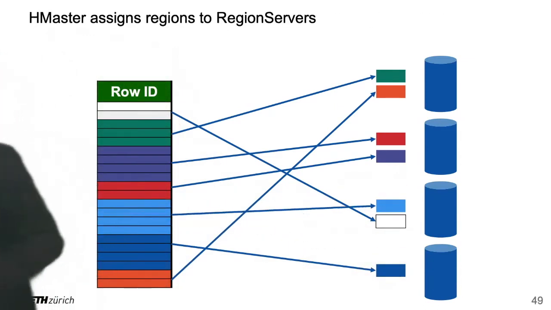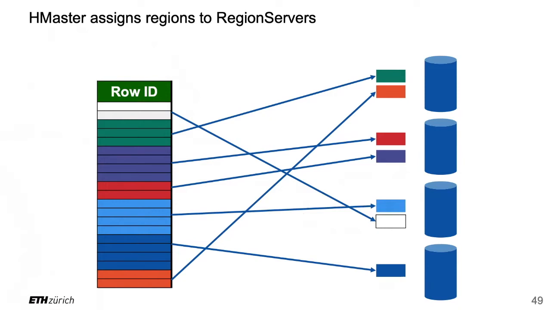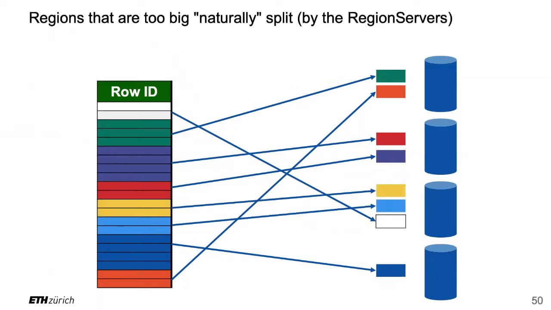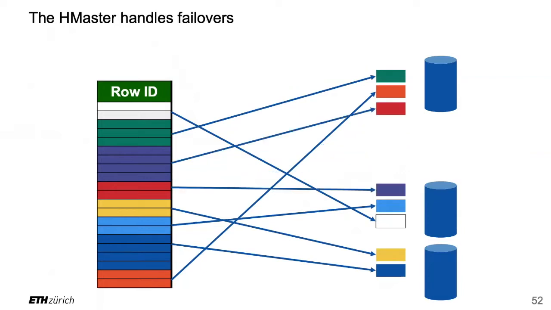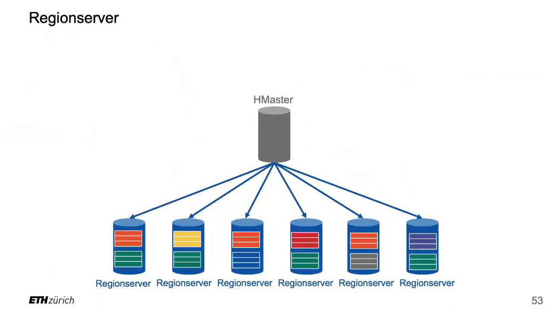So again, there are two different things that happen here. The first one is splitting a region, which in itself doesn't move anything. It's only a logical thing. And then there is moving around the regions. That's actually rebalancing. You can also rebalance because you might have a region server that crashes or goes away. Then you just reallocate the responsibilities to other region servers, right? This is all done by the HMaster. So it handles the failovers. Okay, for whom is that clear?